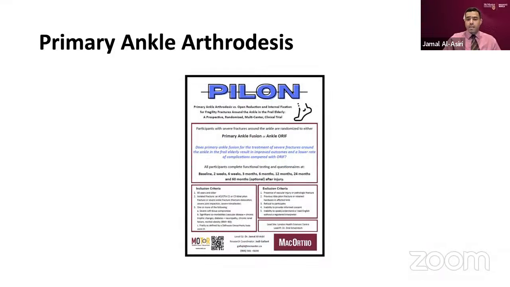And a kind of new news there: we just started, in collaboration with Western University in Canada and McMaster University, running a randomized controlled trial comparing primary ankle arthrodesis with open reduction fixation in Pilon fracture. The study is called Pilon, and we are already in the process of recruiting new patients.